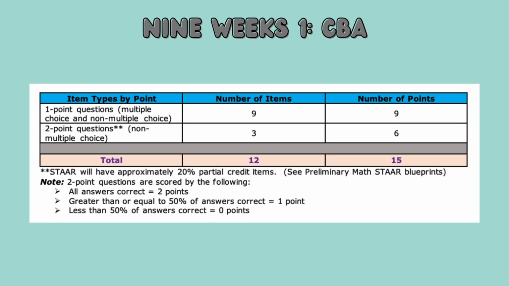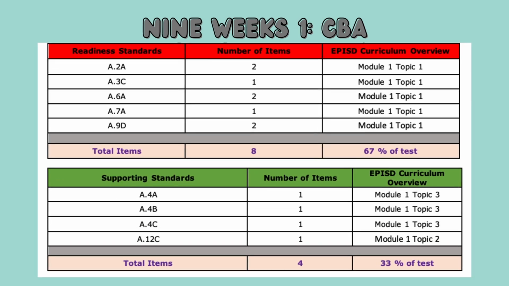Let's take a quick glance at this 9 weeks CBA. This assessment will consist of 9 multiple choice questions and 3 non-multiple choice questions, for a total of 12 questions. Now let's take a look at the actual content. We see that our readiness standards are all from Module 1, Topic 1, where our supporting standards come from Module 1, Topics 3 and 2.